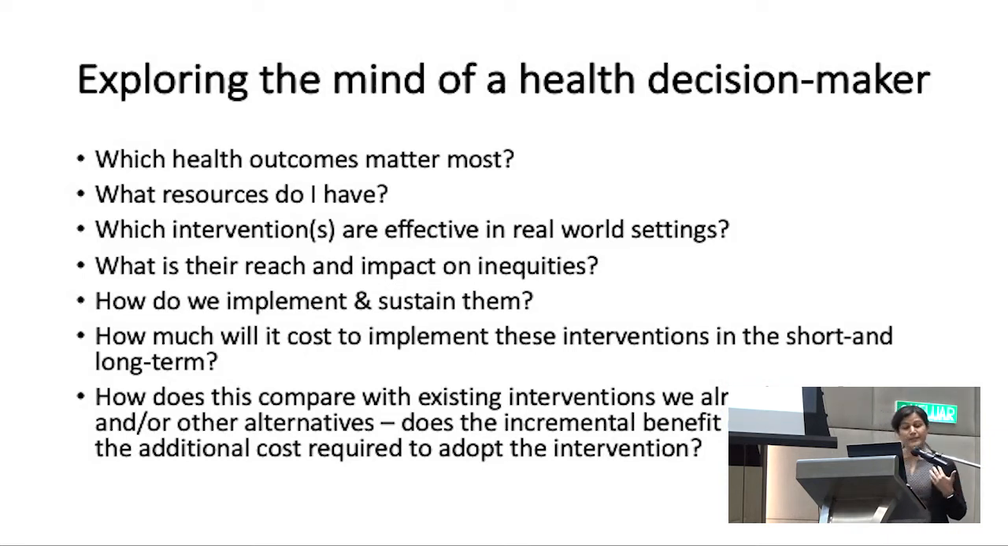And then finally, how does this intervention compare with existing interventions we already paid for and or other alternatives we could consider implementing? Am I finding that incremental benefit to be enough to justify the additional costs required to adopt the intervention? So these are really some key questions, and the last two kind of bring us to the cheaper part of the quote we just got reminded of, in assessing, is what we're doing optimally using resources.